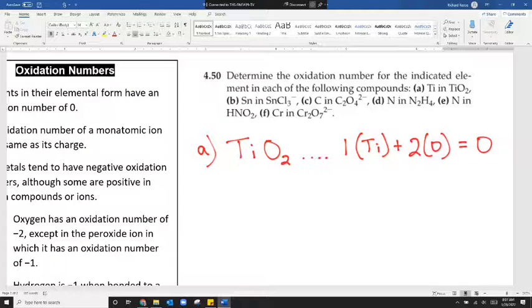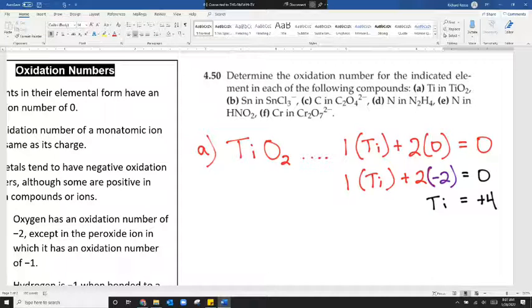All right, I don't know titanium. That's what I'm looking for. But I know what oxygen is most of the time. What is oxygen's oxidation number most of the time? -2, just because it's in group 16. Because of its valence electrons, it likes to get -2. Then we solve for titanium. All right, we get +4. So titanium's oxidation number is +4.